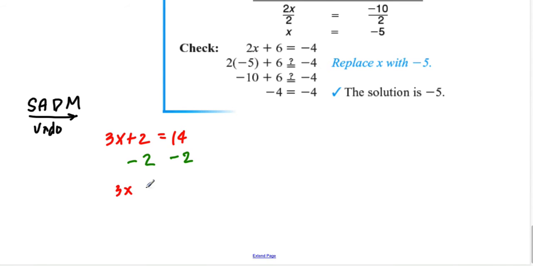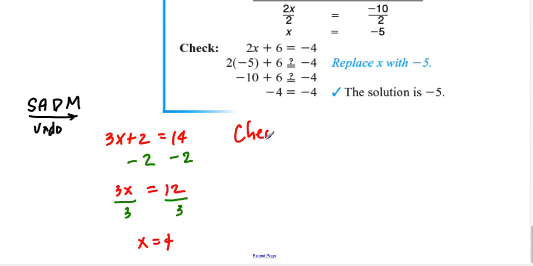We end up with 3x is equal to 12, because positive 2 minus 2 will give us 0, and 14 minus 2 will give us 12. Now we're left with multiplication, and in order to undo multiplication, we need to divide. So divide both sides by 3. We end up with x equals 4, because 3 over 3 is 1, which is 1x, or the same thing as x, and 12 over 3 is 4. Okay? And the value of x is 4.